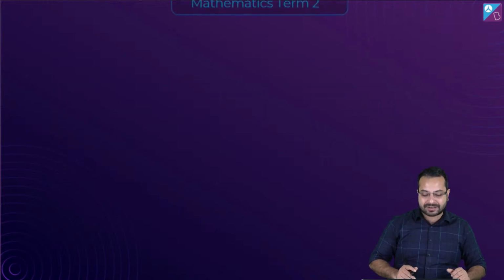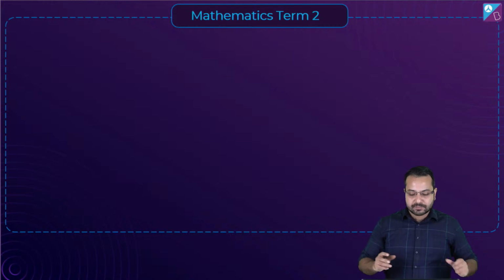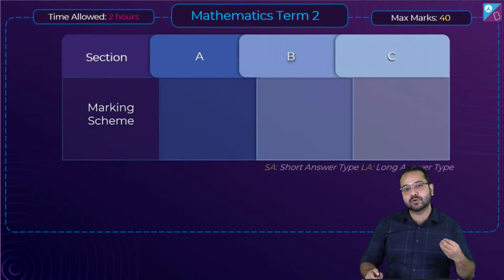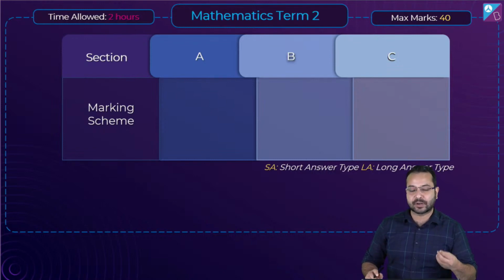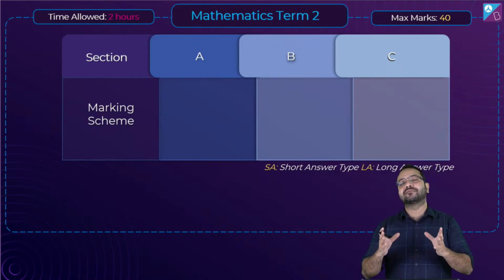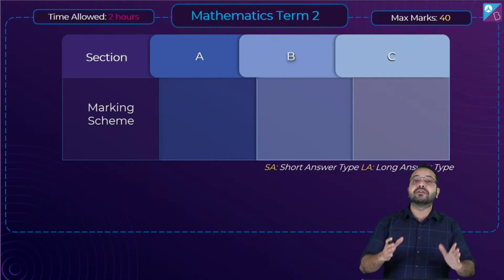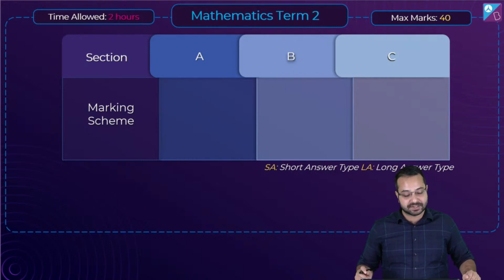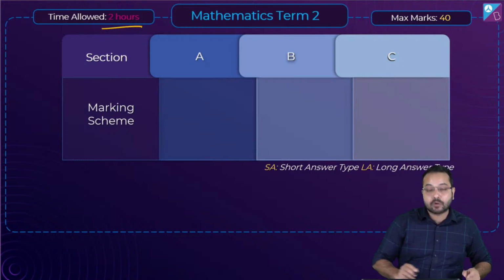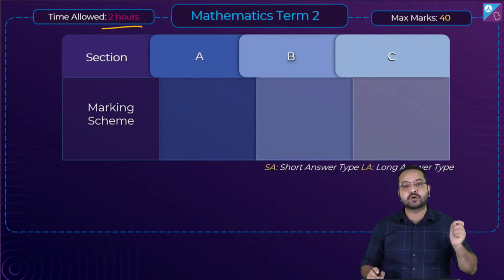Now the very important pattern for Term 2. Term 2 is going to be a subjective paper. So you actually have to write all your answers. It is going to be a different kind of paper from objective. Again it is going to be divided into 3 sections, Section A, B and C. The time allowed is 2 hours compared to 1.5 hours for Term 1, correct?